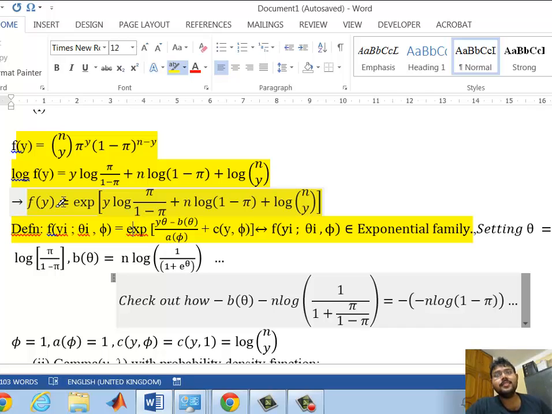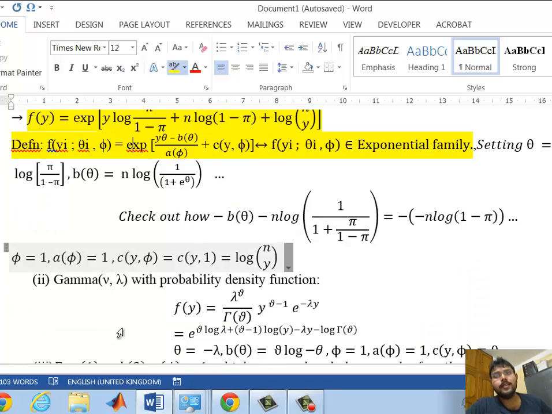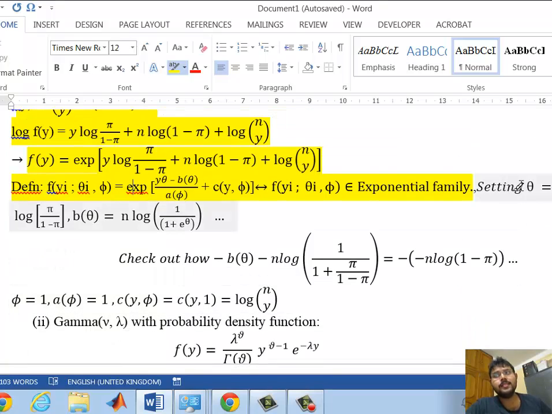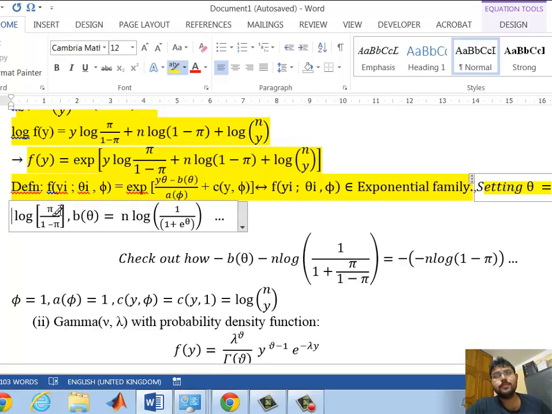That's how we call it. You must be familiar with these terms. So we have an exponential term out here, and that's pretty much the form. And then comes the particular part, which is setting theta equal to what? So y into theta, so y into log. So this is the theta, so setting theta equal to log of this.